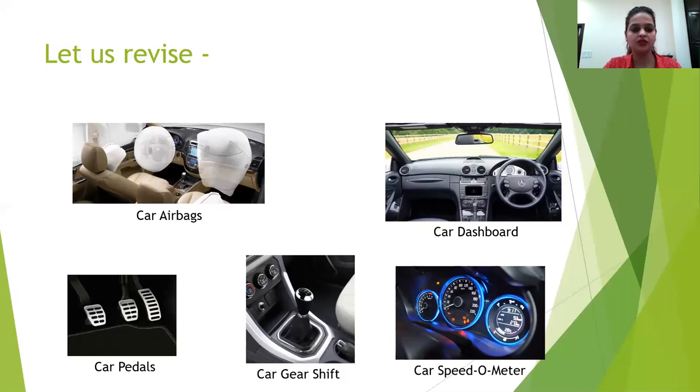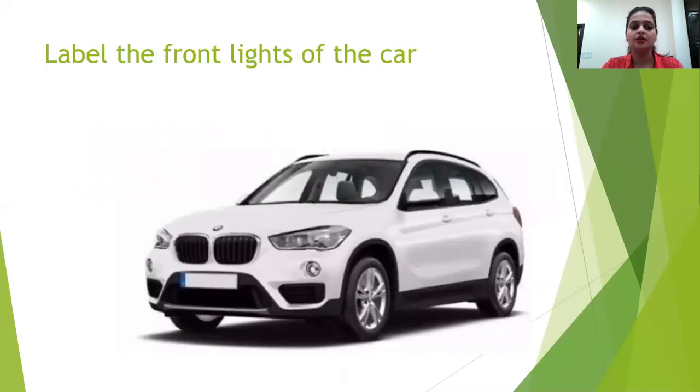Okay, let's move to the other slide, and here you can see the front view of the car. Yes, children. I just want you to quickly label the front lights of the car. You don't have to draw it, just write the names of the two lights which you can see at the front of the car. Quickly, children, and you can share your answers in the chat. I'm going to keep on checking it on and off so that if you have any doubt, I can sort it out.